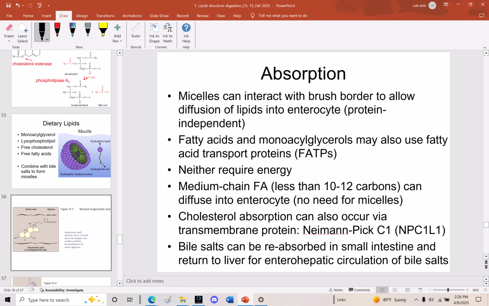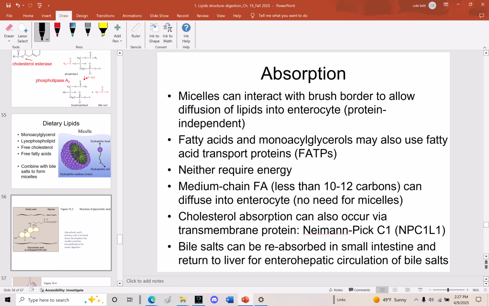So fatty acids and monoacylglycerols do have other transport systems, but honestly, I'm not going to make you guys memorize them because the micelles are the really important component. But there are other absorptive systems. There's actually a fatty acid transport. Cholesterol has its own transport. It's Niemann-Pick C1. It's associated with a lot of diseases, so you might see Niemann-Pick C1 later in your graduate career here. But for now, for this class, don't worry about memorizing it.